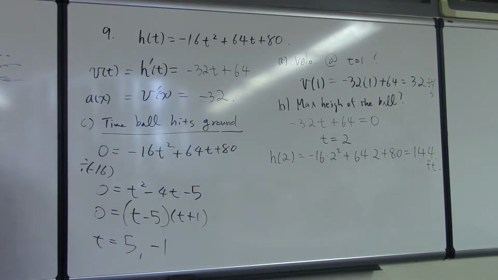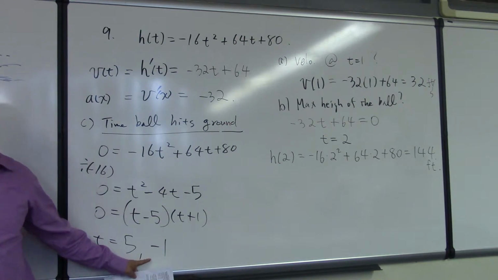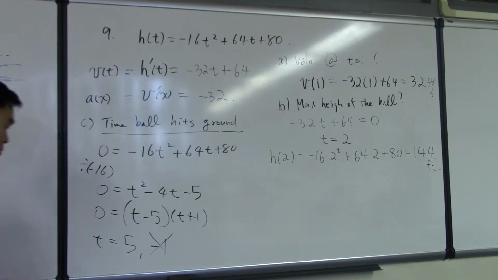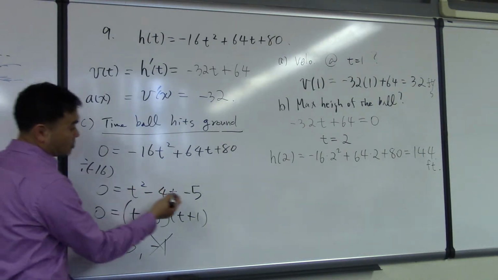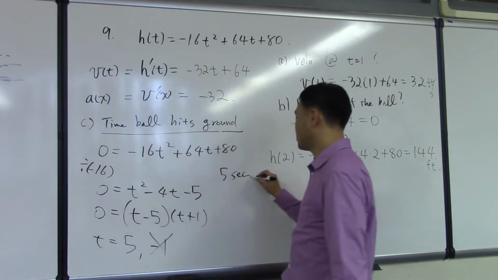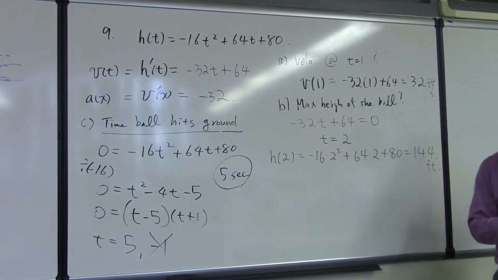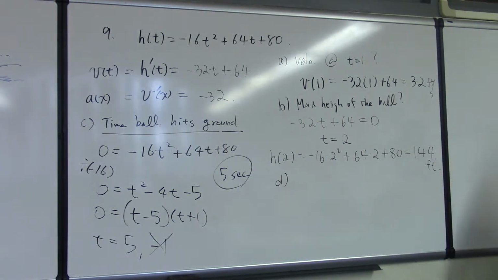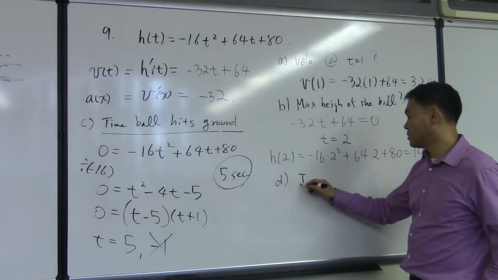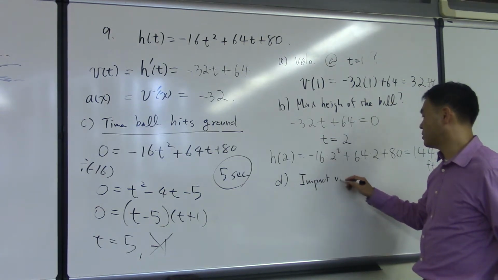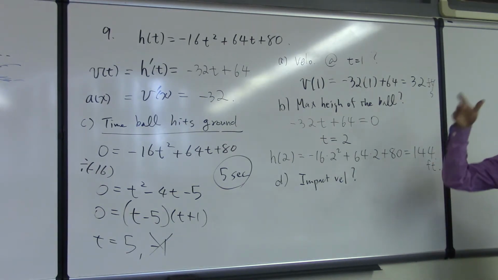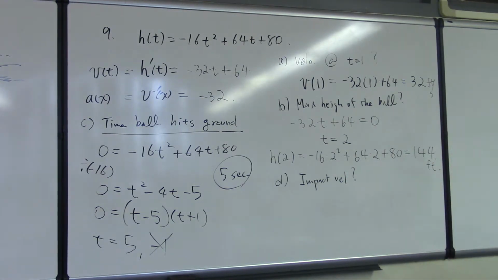However, can you have negative time? No, we're only thinking of the moment after we throw the ball. So t equals 5. 5 seconds will be the answer for this. The answer is 5 seconds. Now D, find the impact velocity. How do you find the impact velocity? What does impact velocity mean? It's the velocity when it hits the ground, right? When it impacts the ground, right?